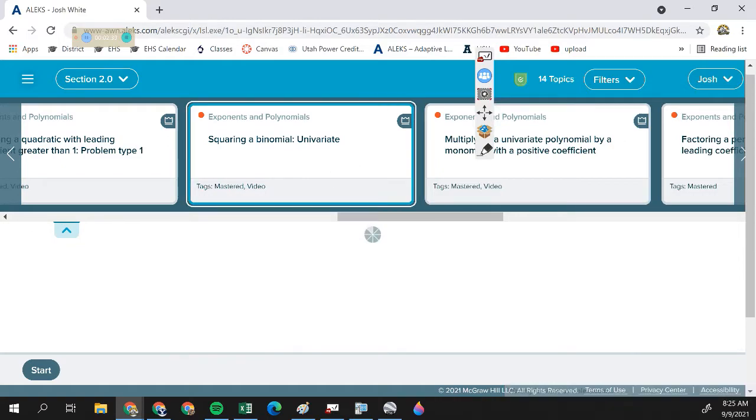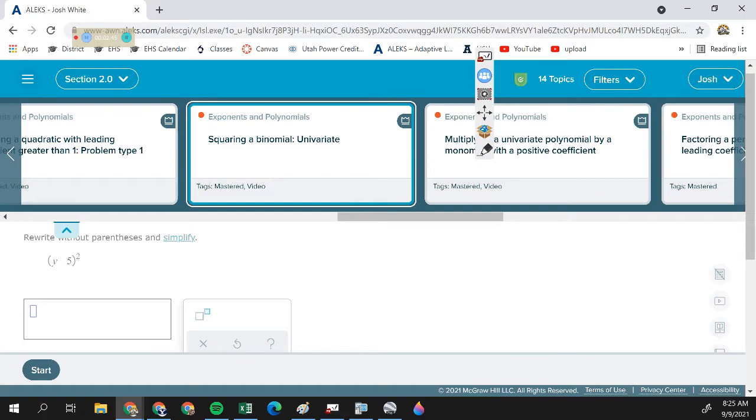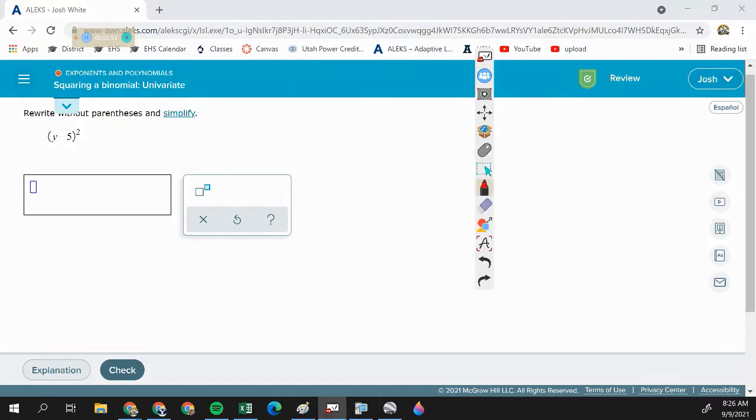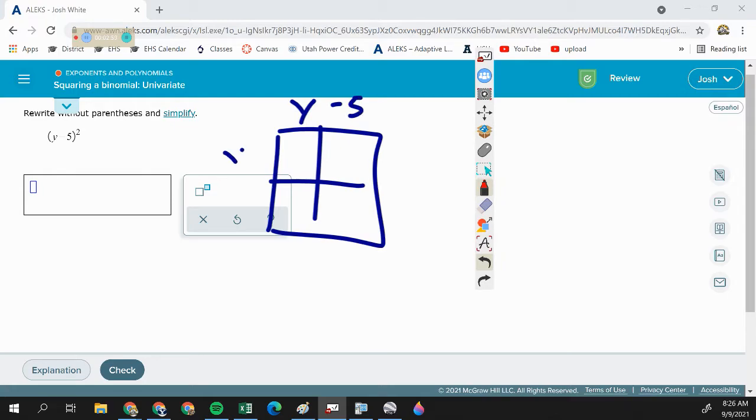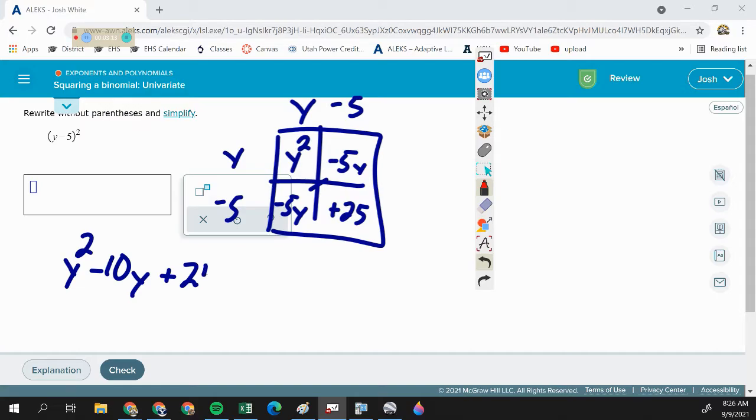All right. What if we had something like this, y minus 5 squared? Can we just say y squared plus 25? Well, you can, but you'd be wrong. So in this case, we need to write it out: y minus 5 and y minus 5, y squared minus 5y minus 5y plus 25. Those two go together. y squared minus 10y plus 25. Okay. Everybody understand that okay?